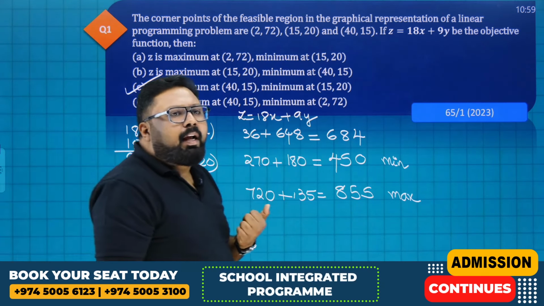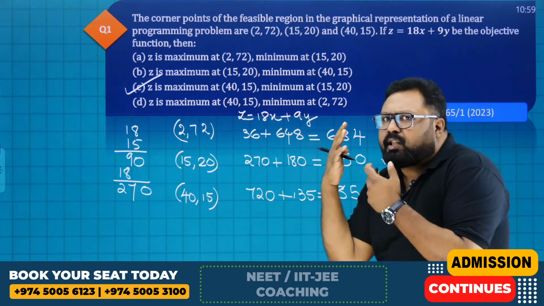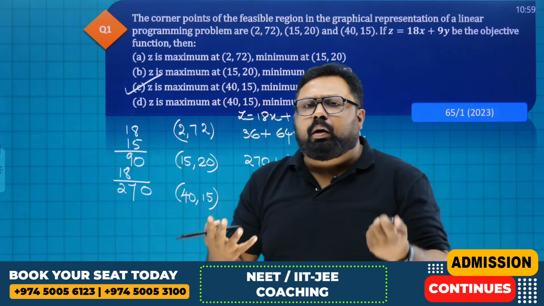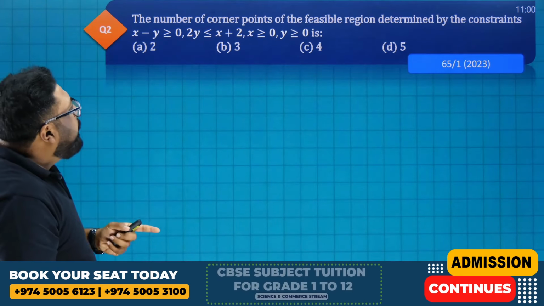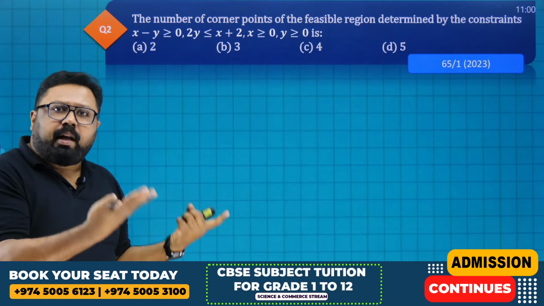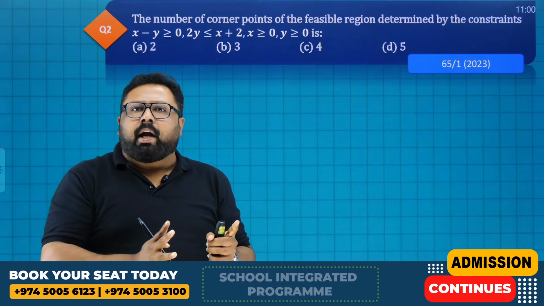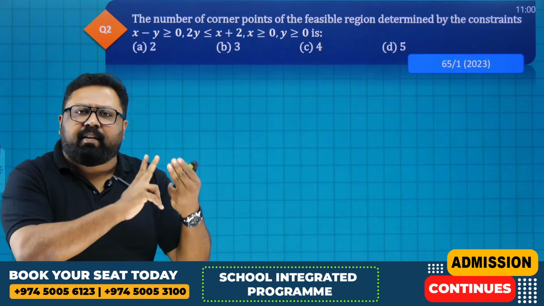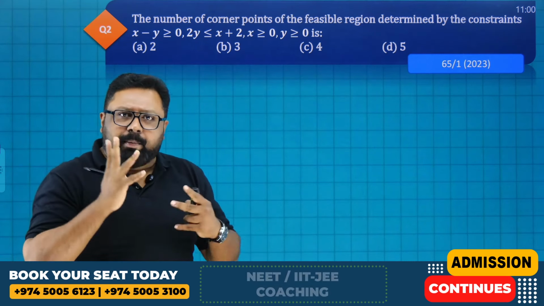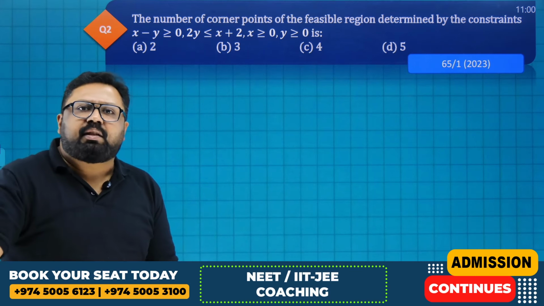A very, very simple and straightforward question, my dears. You can very clearly see that this question is based on the corner points of an LPP. Next question, my dears. The number of corner points. So now the question is about how many corner points it has. We know that solving an LPP requires you to draw the graph, obtain the feasible region, put the corner points in the value of z, and find the maximum or minimum. So they're dividing your MCQ questions from each of these steps.